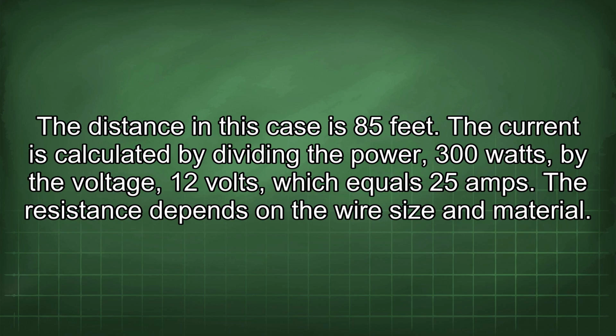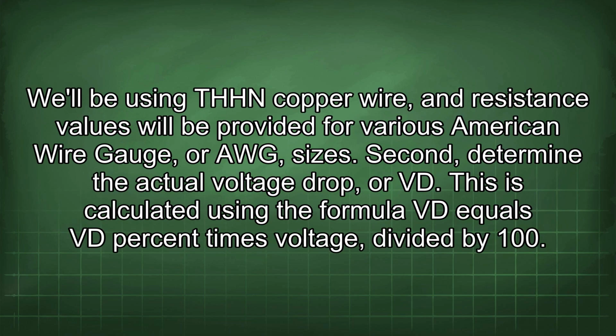The resistance depends on the wire size and material. We'll be using THHN copper wire, and resistance values will be provided for various American Wire Gauge, or AWG, sizes. Second, determine the actual voltage drop, or VD. This is calculated using the formula VD equals VD% times voltage divided by 100.